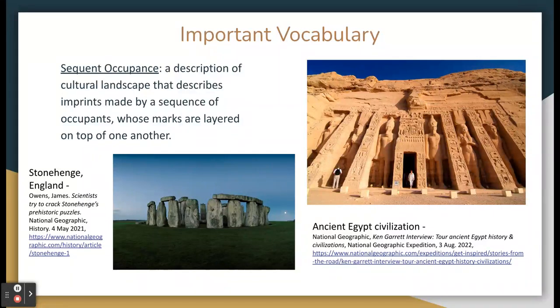Sequent occupants is a description of cultural landscape that describes imprints made by a sequence of occupants, whose marks are layered on top of one another. For example, Stonehenge, England, or ancient Egypt civilization.